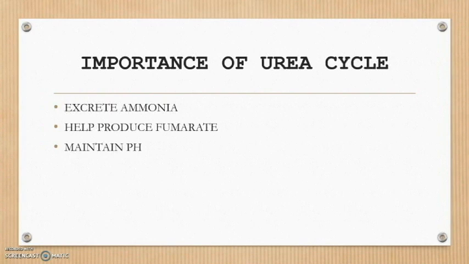Number 2 is the urea cycle can help produce fumarate. Fumarate is the side product of the urea cycle. It will act as a bridge to link the urea cycle and gluconeogenesis. Gluconeogenesis is the process to produce glucose from fumarate.